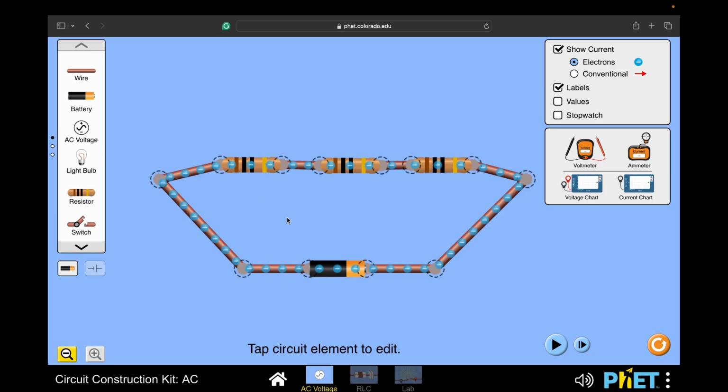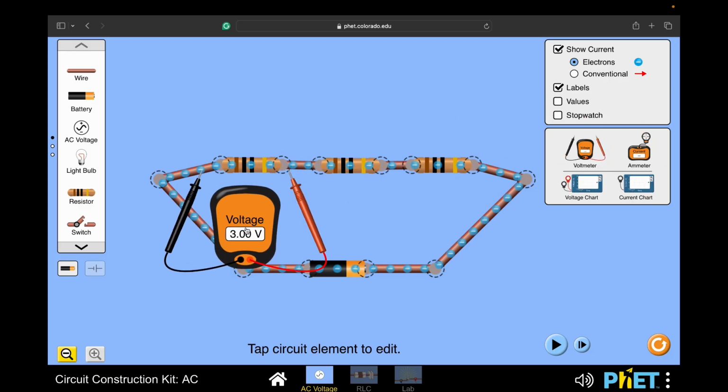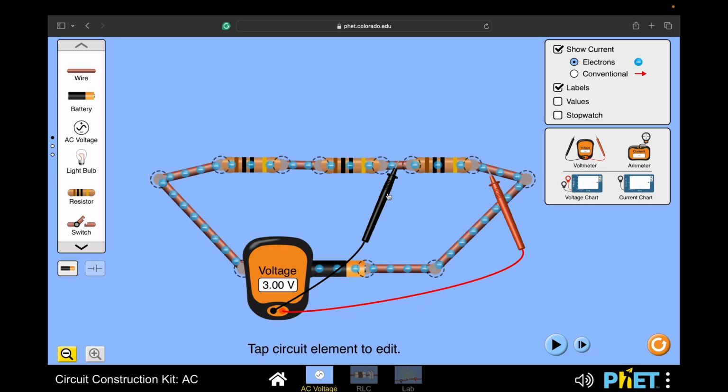So in this circuit, let's pretend this battery provides us with plus 9 volts. So as current flows through each resistor, there are voltage drops, and when we add up those drops, they must equal the battery's 9 volts. So if I take a voltmeter over here, we can measure this resistor to have 3 volts, and finally 3 volts. Those 3 resistors each have 3 volts, which add up to 9 total volts.